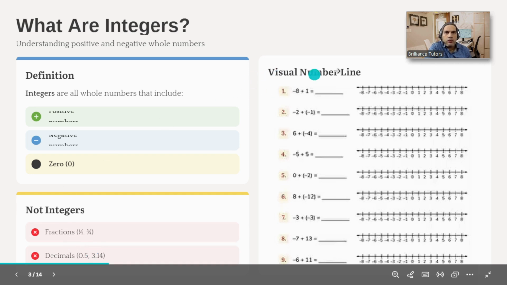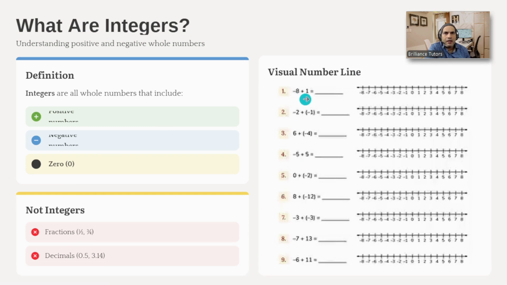Suppose we have to visualize minus 8 plus 1. Minus 8 is here and plus 1 we have to move to the right side. So that will be minus 7. And here is minus 2 and that will be minus 1. When we are going to subtract, it will move to the right side. Okay, so minus 2 is here, and when we subtract 1, that will become minus 3. So this way we are going to solve these questions.